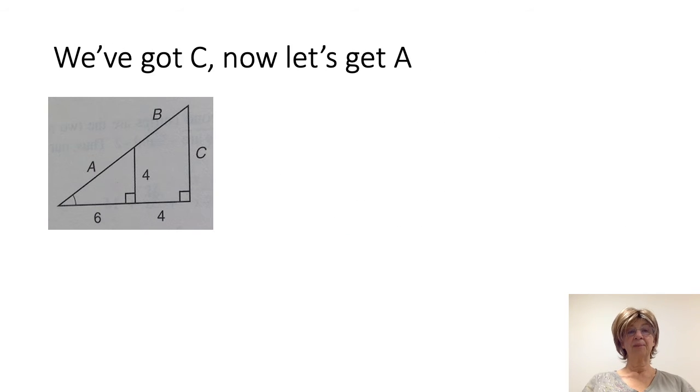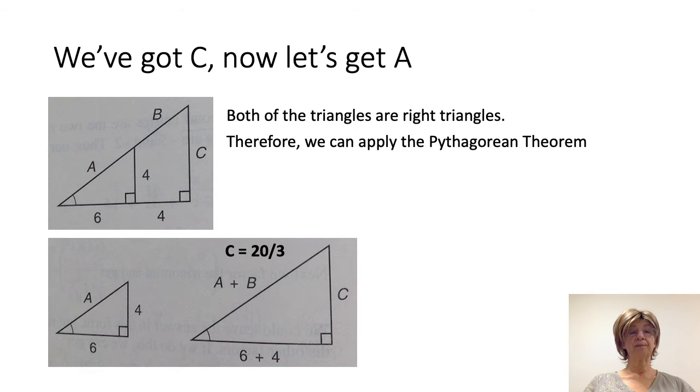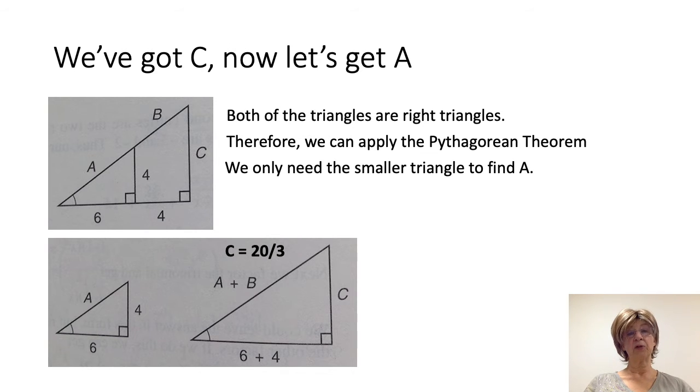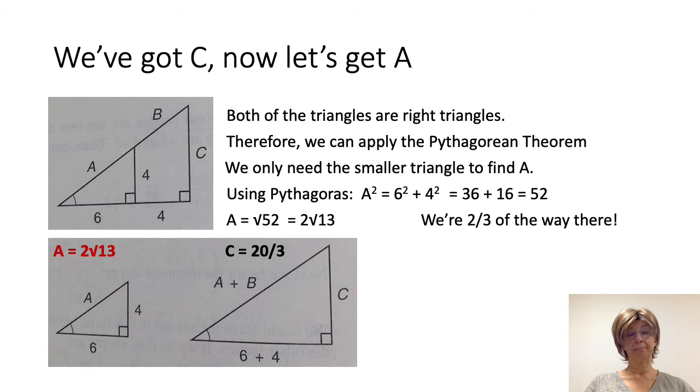We've got C, now let's get A. Both of the triangles are right triangles, therefore we can apply the Pythagorean theorem. We only need the smaller triangle to find A. Using Pythagoras, A squared equals 6 squared plus 4 squared, which equals 36 plus 16, which equals 52. So A equals the square root of 52, and the square root of 52 simplifies to 2 square roots of 13. We're 2/3 of the way there.